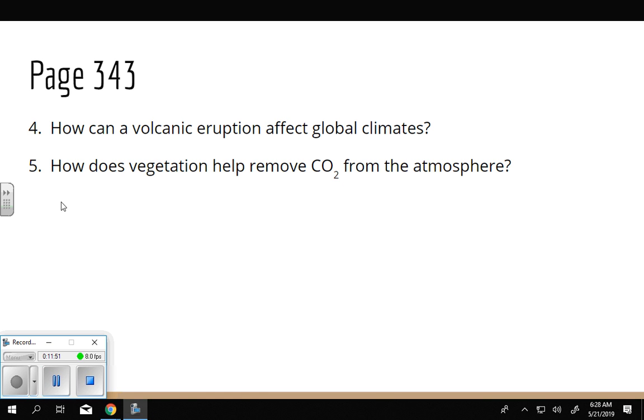Question 5, how does vegetation help remove CO2 from the atmosphere? Through photosynthesis, vegetation takes out CO2. Again, through photosynthesis, vegetation takes out CO2.